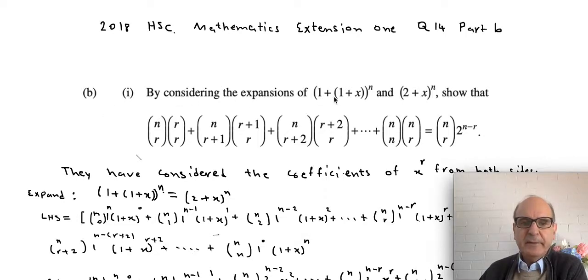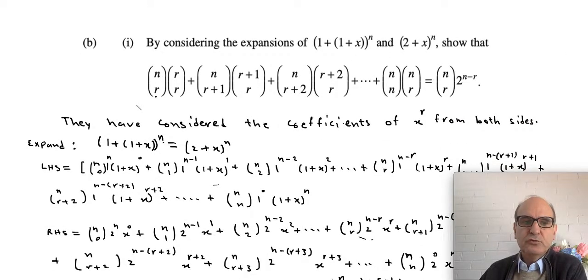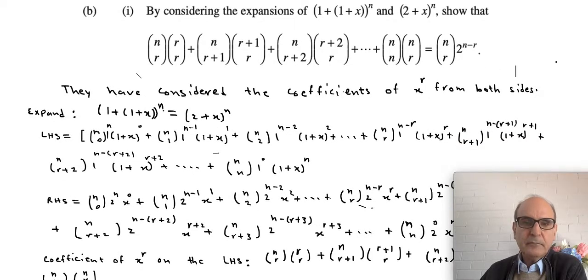By considering the expansions of (1 + (1 + x))^n and (2 + x)^n, show that nCr times rCr plus nC(r+1) times (r+1)Cr, plus nC(r+2) times (r+2)Cr, dot dot dot, nCn times nCr is equal to nCr times 2^(n-r). Alright, so they are asking us to expand this and expand that and show that this is true.